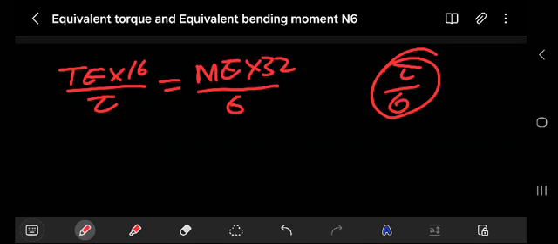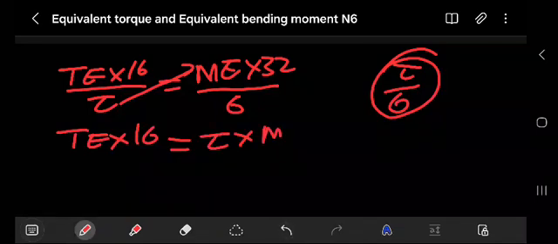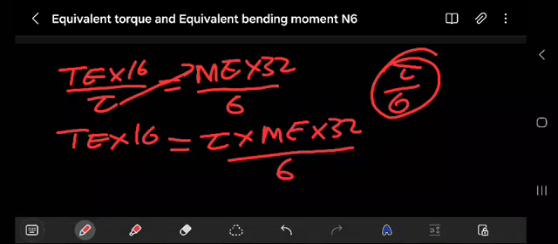Okay, it's simple. I can cross multiply only that side. I will be left with τ_E times 16, and there I will have shear stress multiplied by M_E multiplied by 32. I don't have a shear stress there.